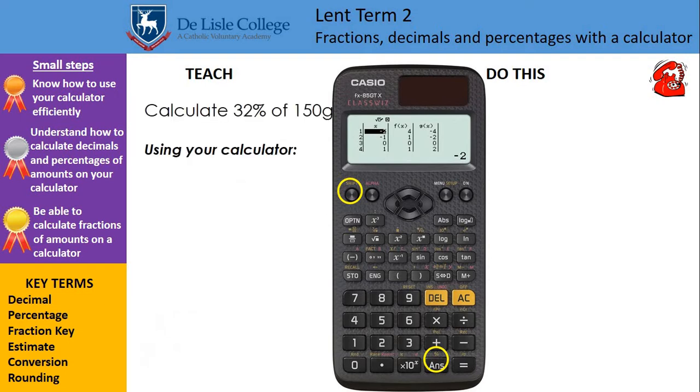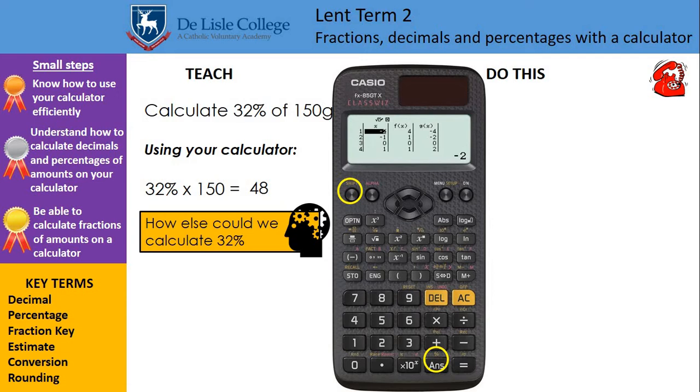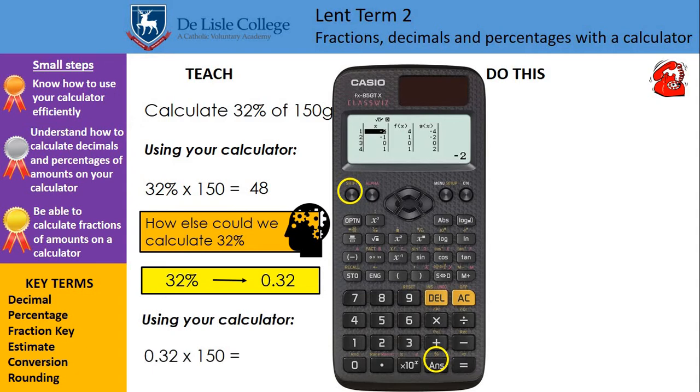Okay, let's have a look at another problem. Now we're going to calculate 32% of 150 grams. So again, follow the same process. 32, then the shift button, then the percentage button, then multiply 150. And that will give you an answer of 48. Again, we could do this using a decimal multiplier. So rather than using 32%, we could use, that's right, 0.32. So on your calculator, you can type in 0.32 times 150, press the equal sign, and you get an answer of 48.